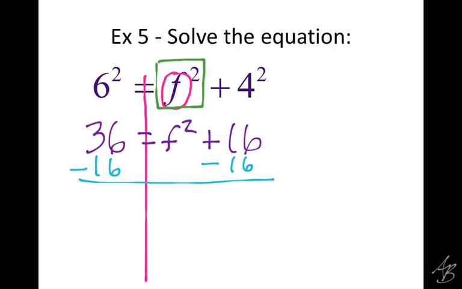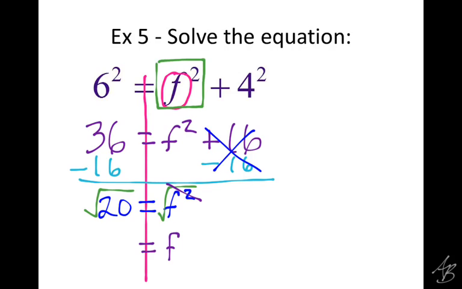When I do that, the 16's over here cancel, leaving just f squared. And on the left side, what's 36 minus 16? 20. All right, now what? Yeah, now we got to get rid of the square by taking the square root. So we'll do that on both sides. On the right side, the square and the square root cancel, leaving what? F.